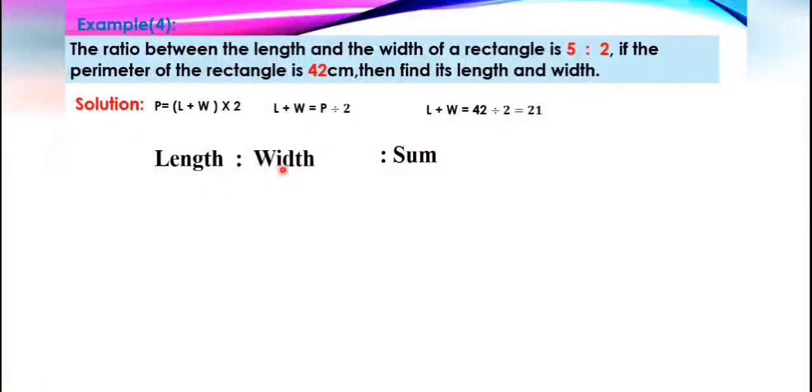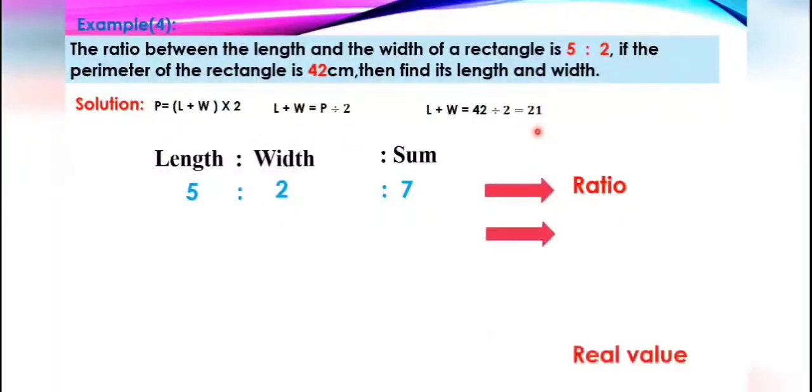Here I will write the head of the ratio and the sum: length to width to sum. The ratio is 5 to 2 and their sum is 7. Now I will put 21 in the real value. Why didn't I put 42 again? Because the sum here is for length and width, but the perimeter is for length and width times 2.